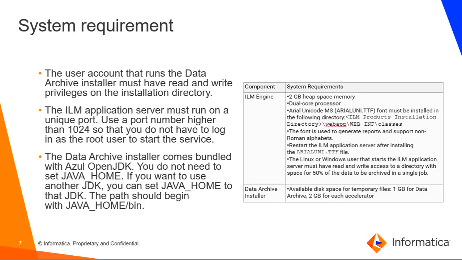With respect to the ILM 6.5 and 6.5 hotfix 1 installer, Azul OpenJDK is shipped within the installer itself, so we don't need to install any JDK for the installation. If you are using any other version lesser than 6.5, that is 6.4.4 or 6.4.3, we need to make sure that we have the JDK installed, and the JAVA_HOME and the PATH variable have to be set. The JAVA_HOME is the JDK home, and the PATH should be set to JAVA_HOME/bin.